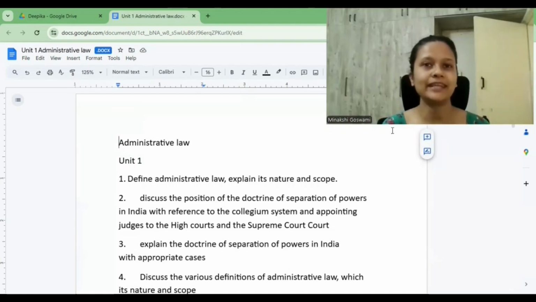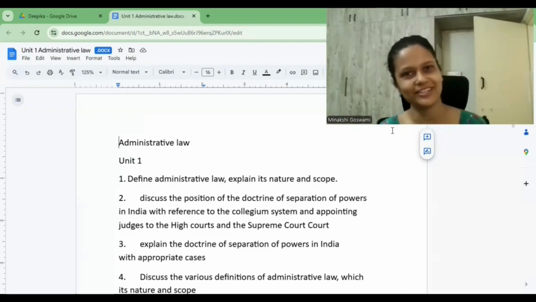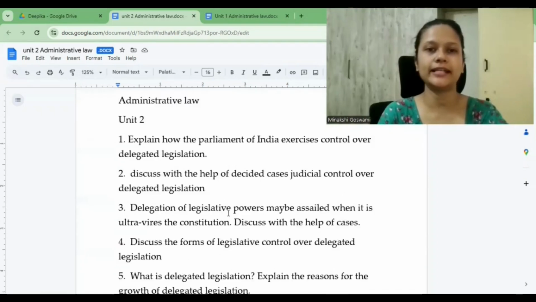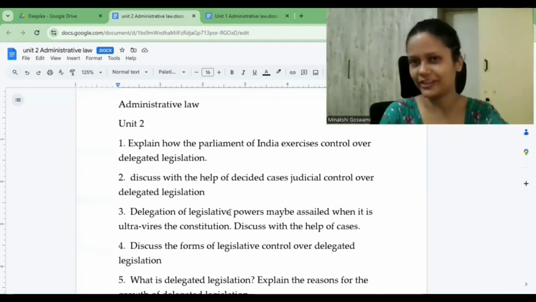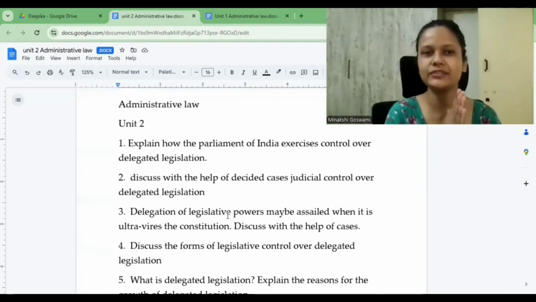But for now, let's begin with the most important questions from the second unit of administrative law. Now let's look at unit 2, administrative law, all the important questions that we have.